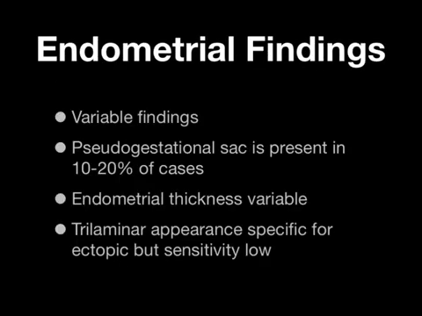Since this introductory lecture is going to focus more on intrauterine findings as well as findings of the cul-de-sac, are there any intrauterine findings that could help you in leaning towards a diagnosis of an ectopic? Well, the endometrial findings associated with an ectopic pregnancy are variable. You'll get a pseudosac in about 10 to 20% of cases. Endometrial thickness can be variable, so this can't be used to rule in or rule out an ectopic pregnancy.